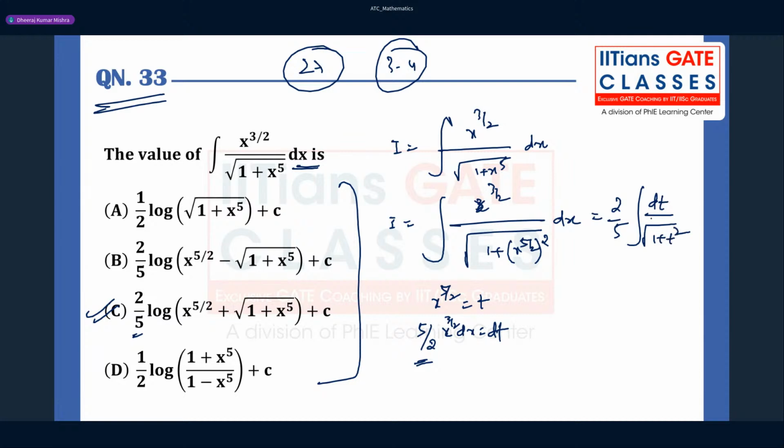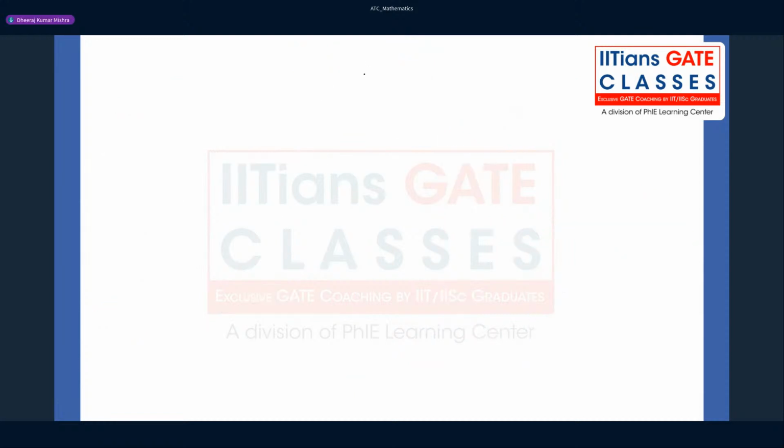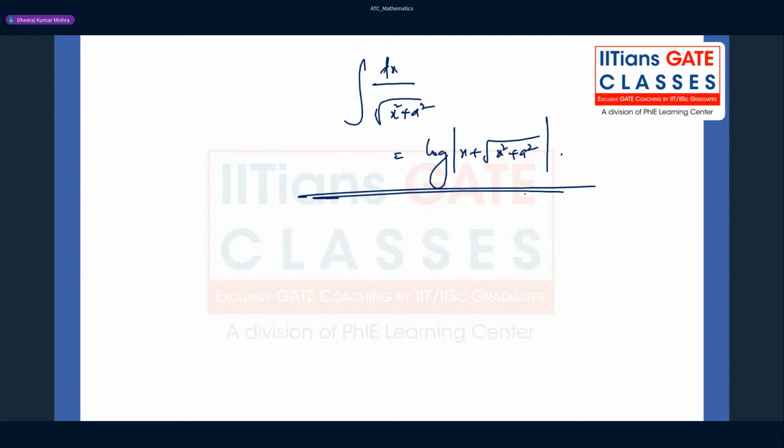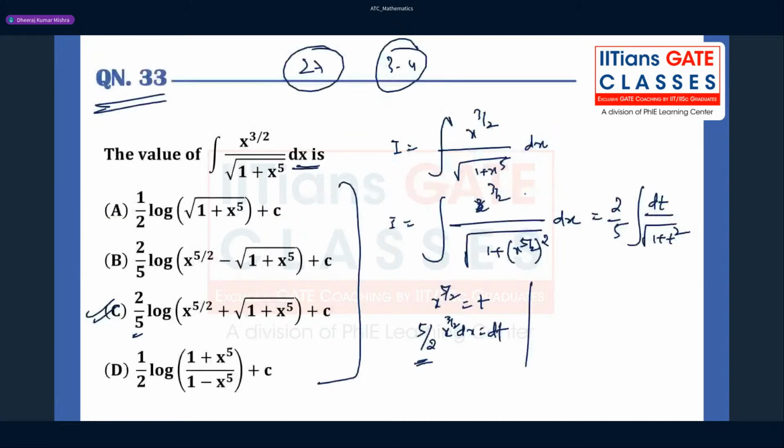Now you should know the formula, right? What formula should you know? That formula I can write here. Suppose you know that integral of dx upon square root of x square plus a square is nothing but log of mod of x plus square root of x square plus a square. This is the formula that you have to remember. Then only you can solve this question. You can see also.